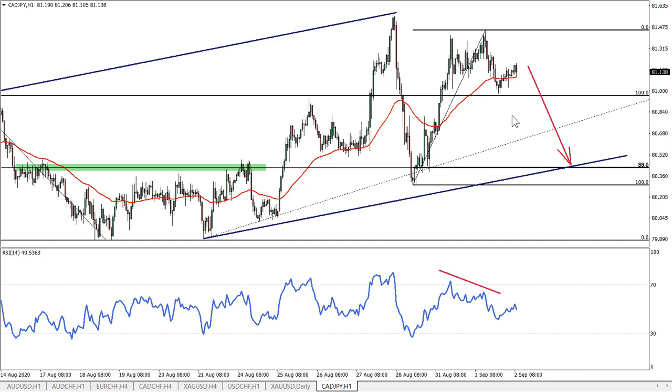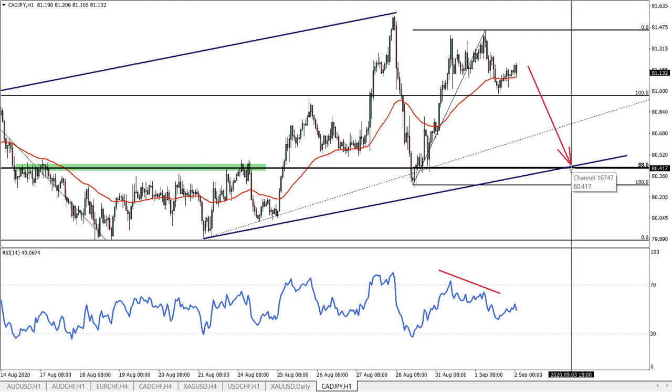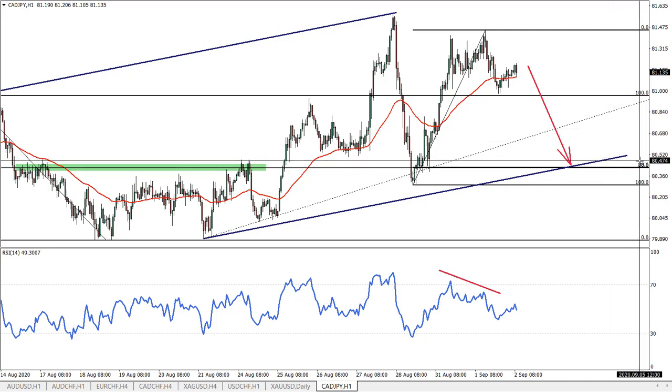I think it will take about 2 trading days, so it's a short-term idea. Overall, you can see it's quite fast because the downside target corresponds to the lower trend line of the ascending channel. In regards to the support levels, there are 2 of them.